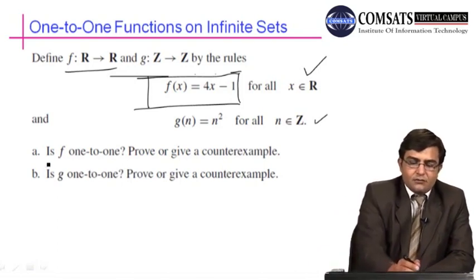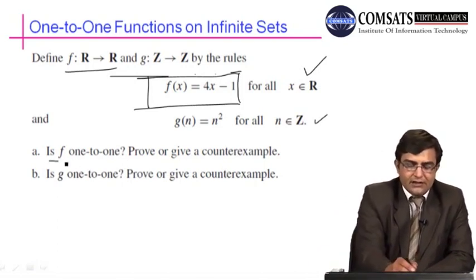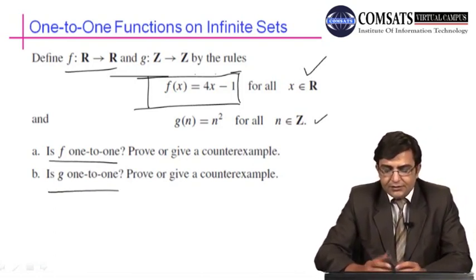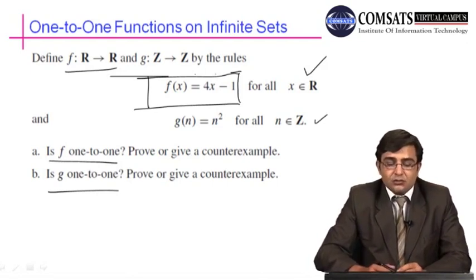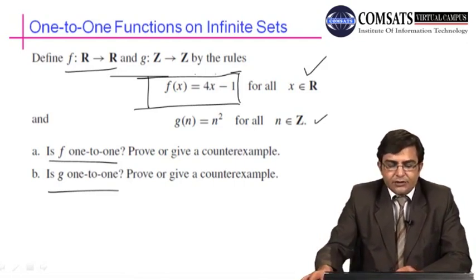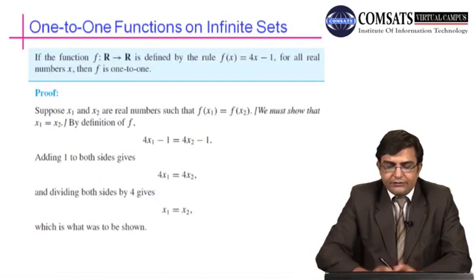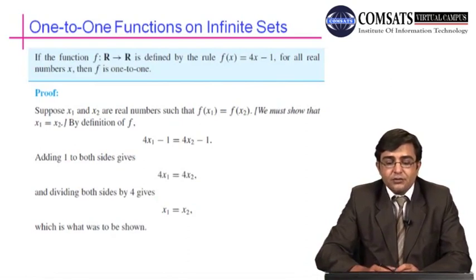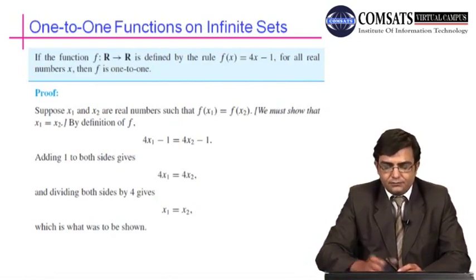Now we have to prove or disprove whether f is one-to-one, whether g is one-to-one or not. If we do not succeed in proving that f is one-to-one, then we shall try to give a counter example that it is not a one-to-one function. First we take the function f and we try to prove that it is a one-to-one function.